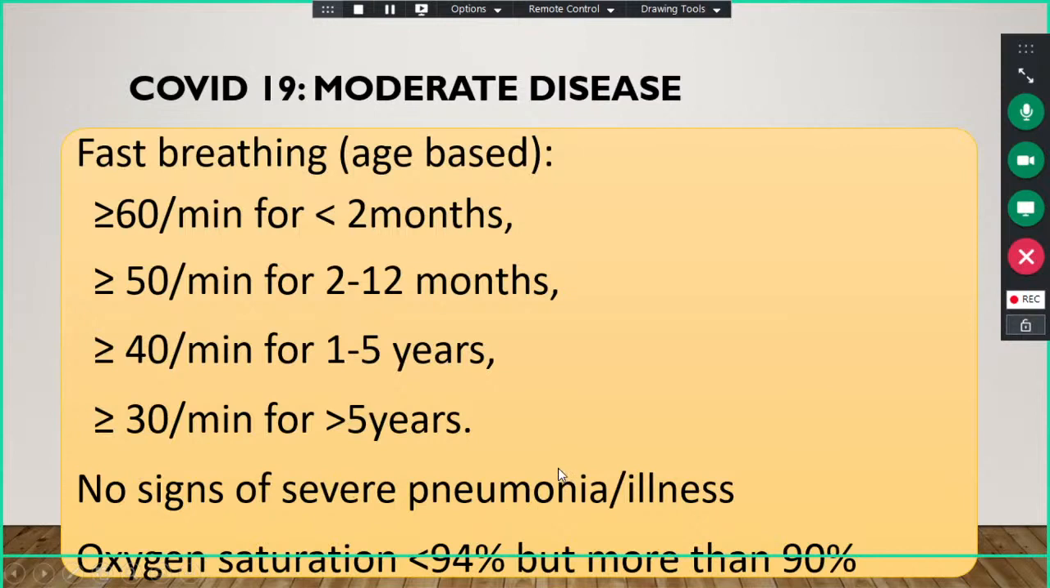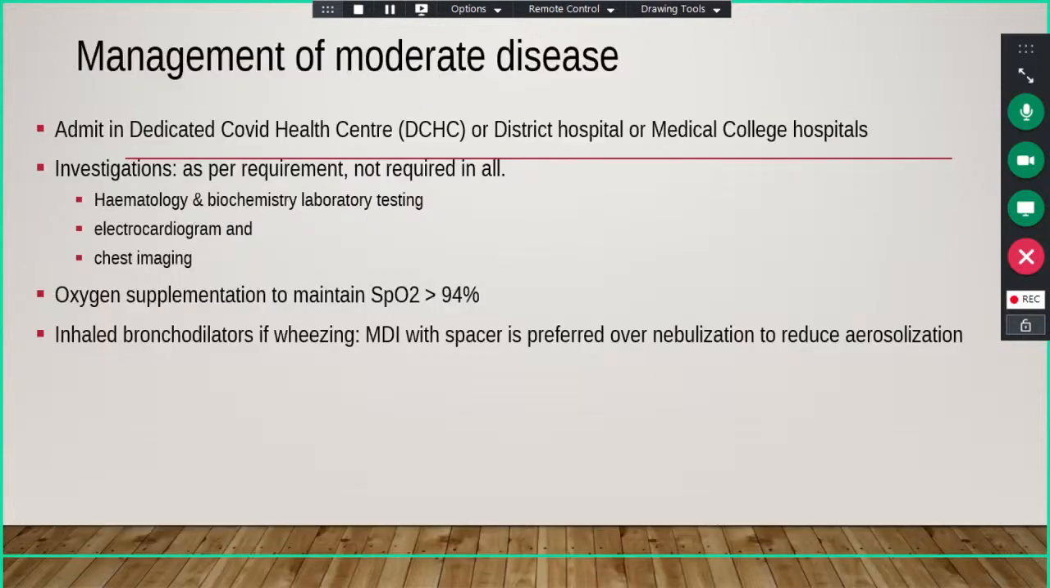No signs and symptoms of severe illness, and oxygen saturation is more than 90 but less than 94%. It suggests that we are dealing with a moderate disease. And as I already said, we have already made a diagnosis by doing a throat swab or nasopharyngeal secretions. These patients should be admitted in a COVID dedicated healthcare center or district hospital or a medical college hospital where there is a separate COVID care health center.